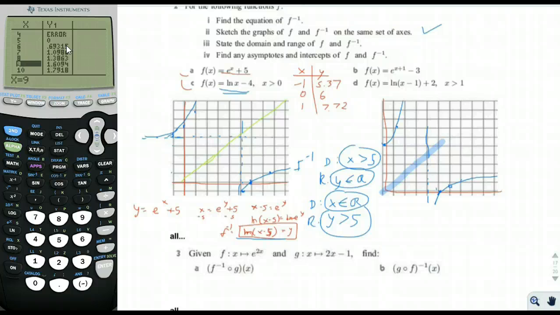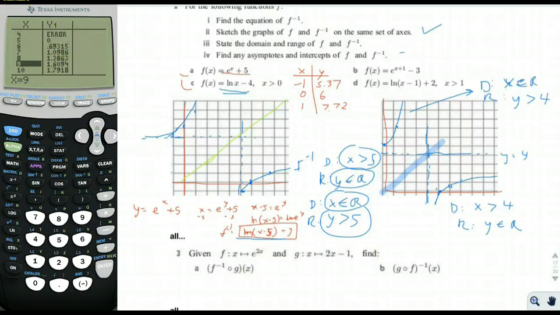Well, the domain of this one is x is greater than 4. The range is any real numbers. Now for this one, it's the opposite. The domain is going to be any real numbers, and the range is going to be y is greater than 4. And then asymptotes and intercepts. Well, the asymptote for the log function is at x equals 4, and the asymptote for the exponential function here is going to be y equals 4. Okay, and intercepts, we found that here, right?